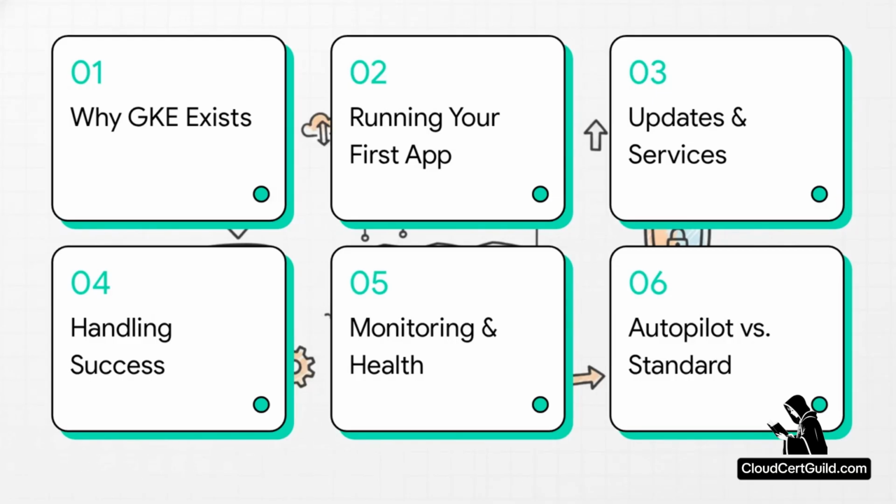Okay, so here's how we're going to break this down. First, we'll cover why GKE even exists. Then we'll walk through getting your first app running. After that, we'll talk about updates and making your app reachable. Then the fun part, handling wild success with auto-scaling. We'll wrap up with monitoring and health checks. And finally, the big decision, Autopilot versus Standard mode.